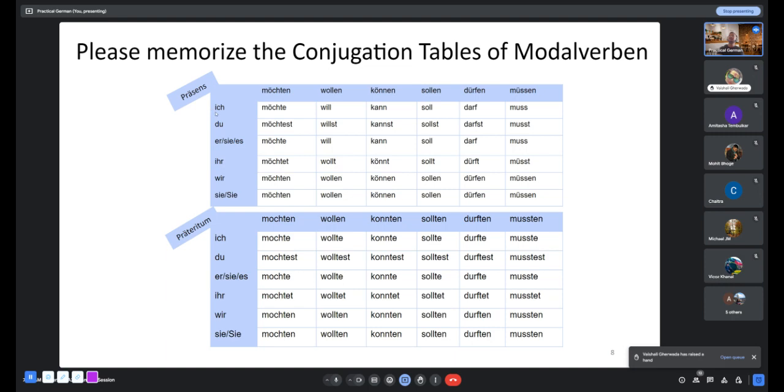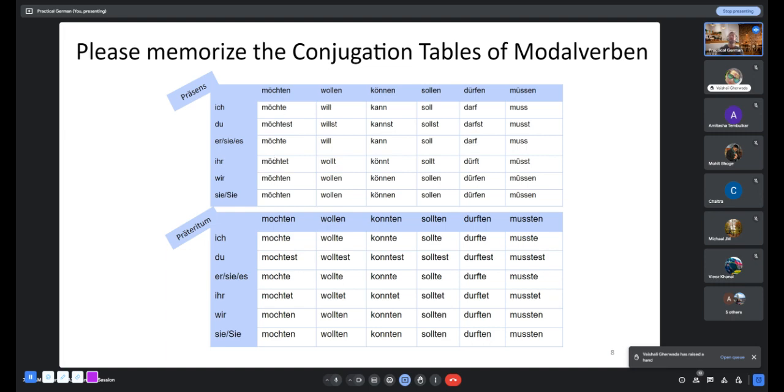If you know it for ich, and if you want to find the conjugation for du, all you have to do is add the sound of st at the end. Okay. Now what is left is ihr. It's also very easy to remember. If you know it for ich, right? For du you had to add the sound of st, and for ihr you have to add just the te sound, right?